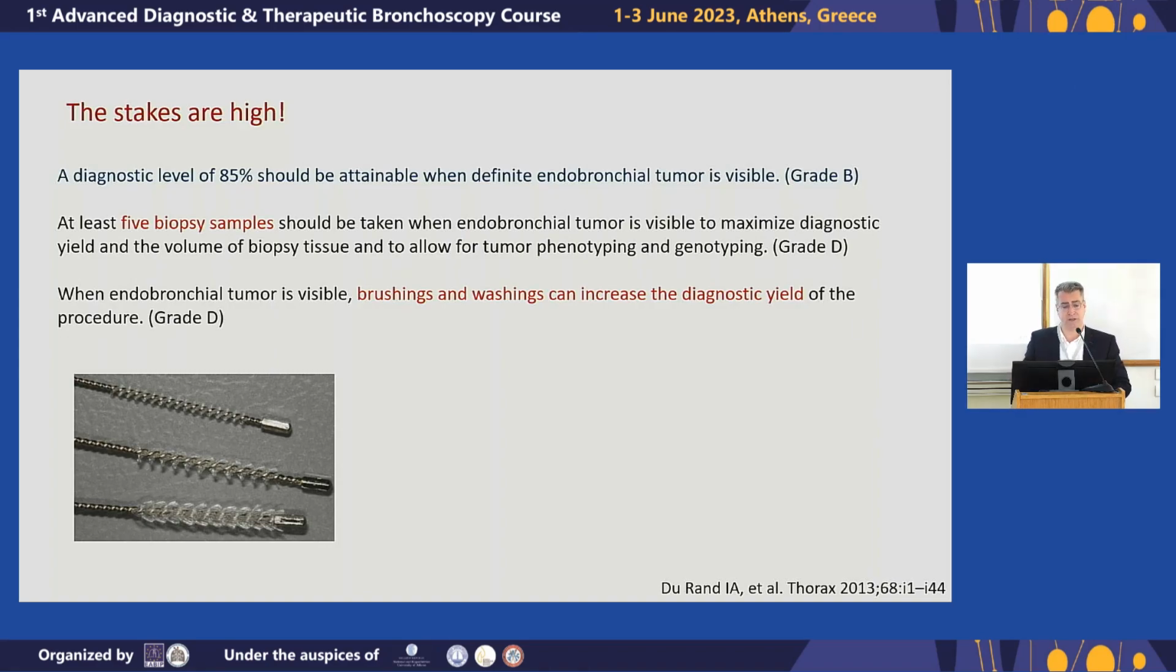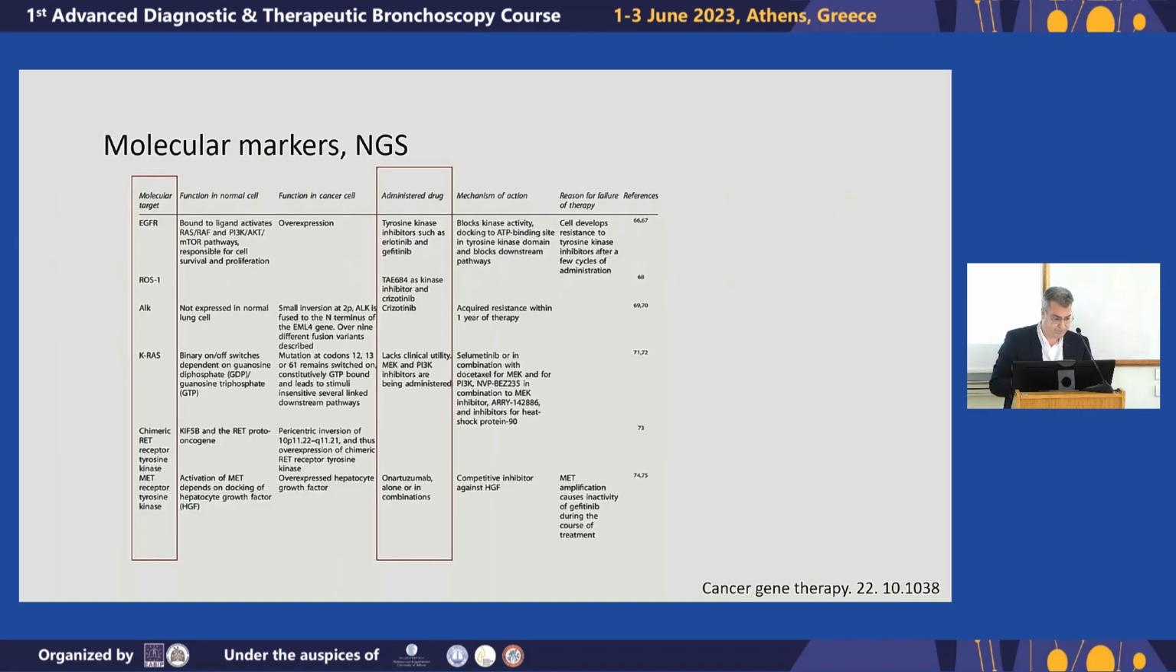This can add to our diagnostic yield and should not be neglected, even if we have sufficient tools and sufficient technique to get this endobronchial biopsy. So always we take the cytology, we take the brush, and we take the washing as well.